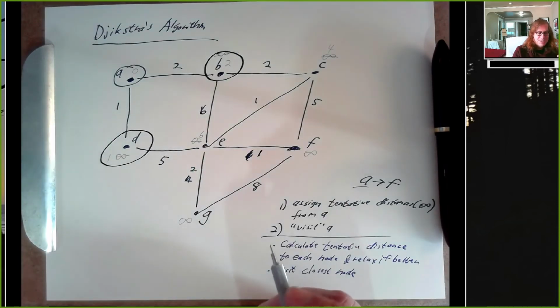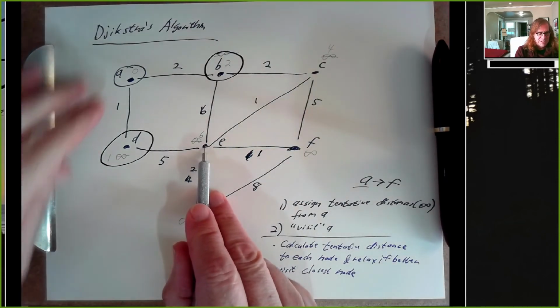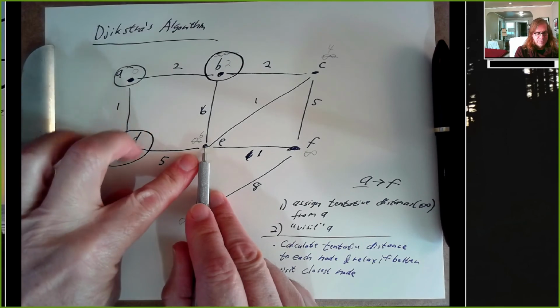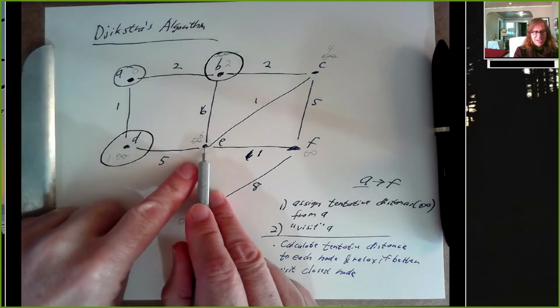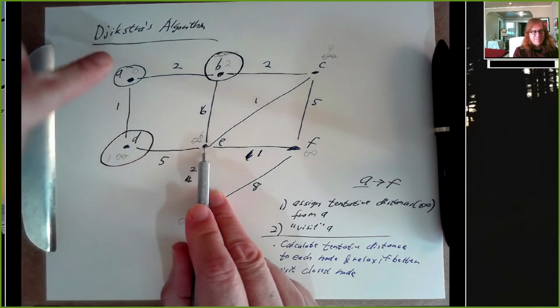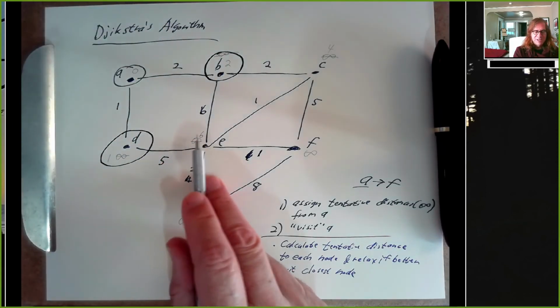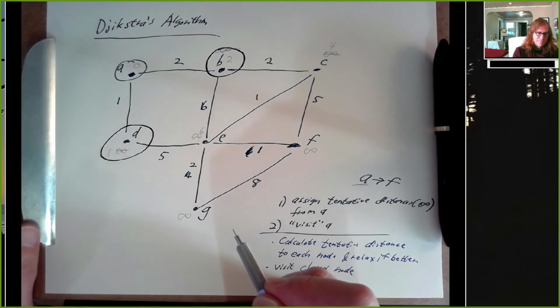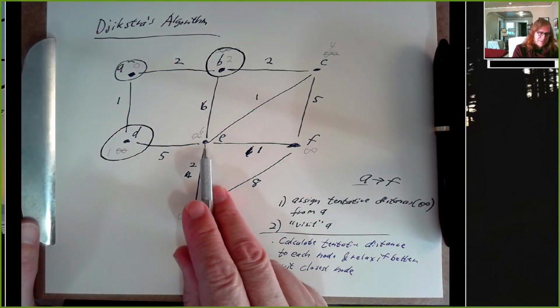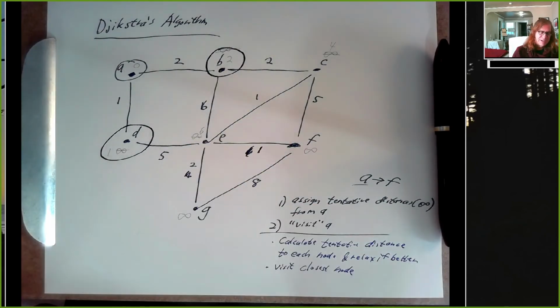What's happening here is we already know that we can get here from A with a distance of 6, down and over. When we do 2 plus 6 is 8, that's telling us if we go through node B, we can get here with a distance of 8. But we don't want to replace this with a longer distance, right? So we're going to leave the 6. Okay, so relaxing means replace the distance if it's better.